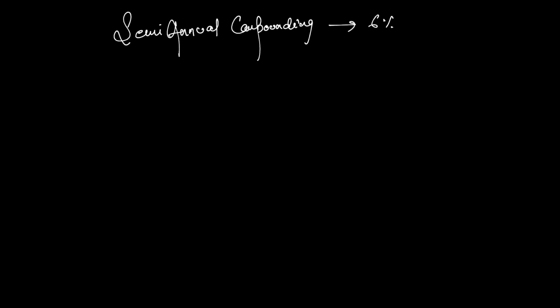You have a semi-annual compounding rate that is 6%. You have to find out how you can change the quoted rate to quarterly compounding, 1 year quarterly compounding. Understand the question.